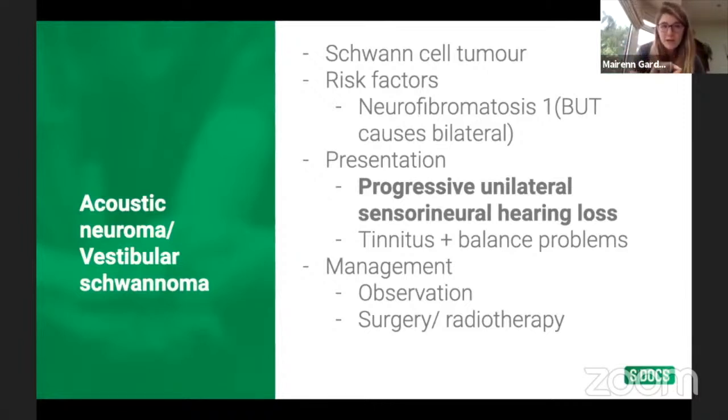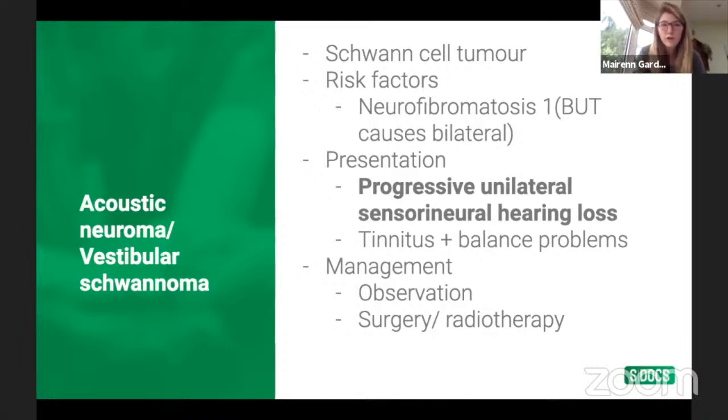It tends to be unilateral, and a kind of buzzword for anyone with unilateral progressive sensorineural hearing loss is that you need to think about acoustic neuroma. To complicate it slightly, if these patients have the neurofibromatosis gene, this will actually increase their risk of acoustic neuroma, but it's more likely to be bilateral hearing loss. So that just complicates it ever so slightly.